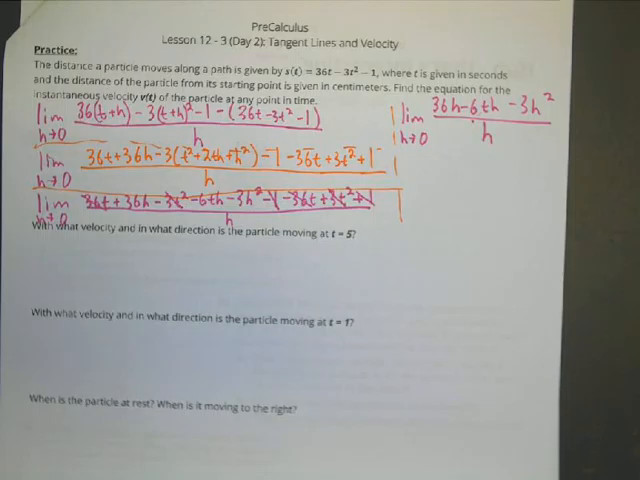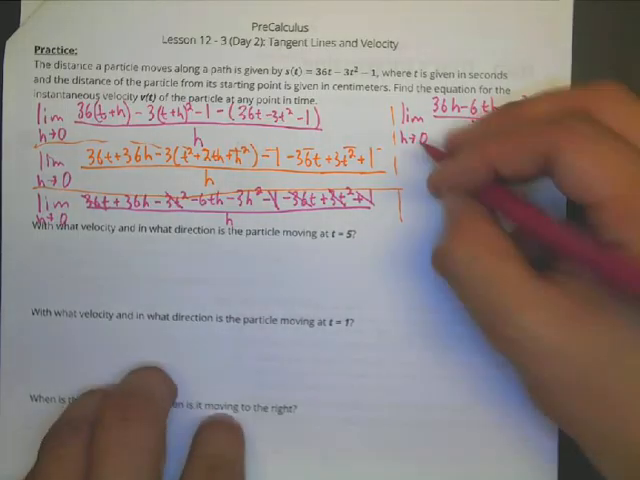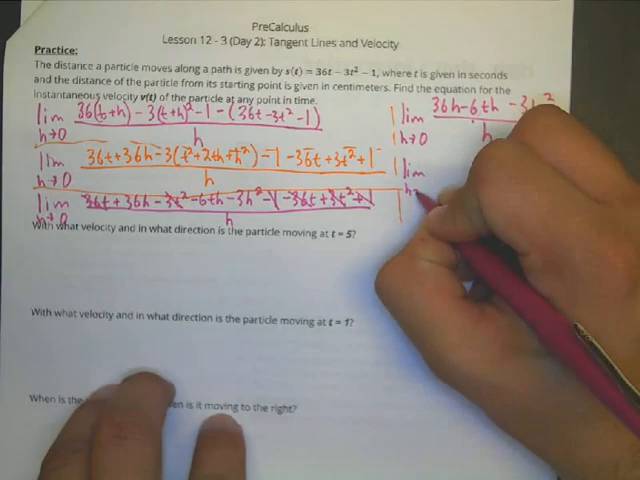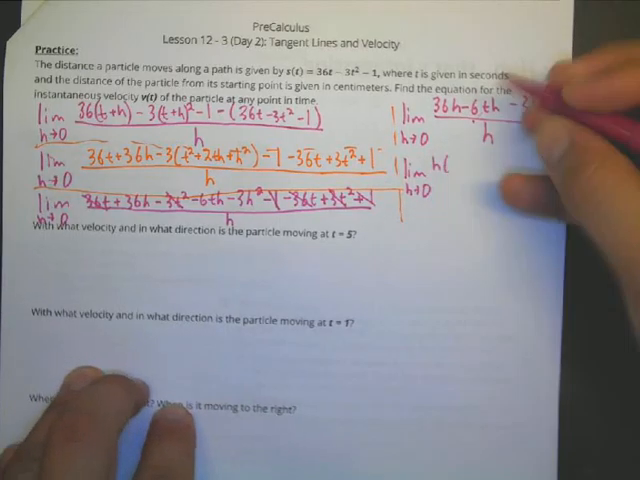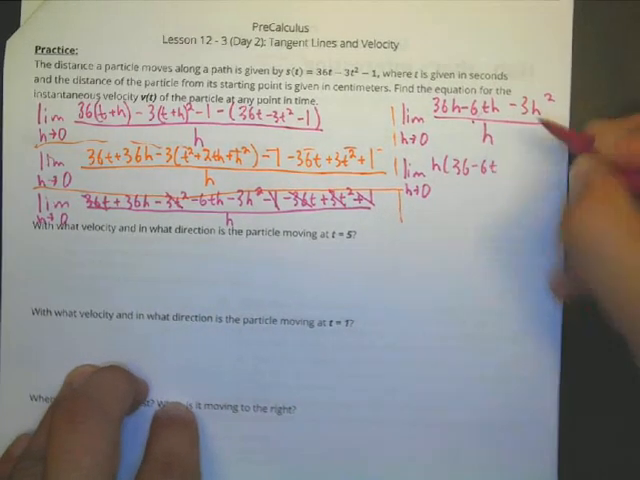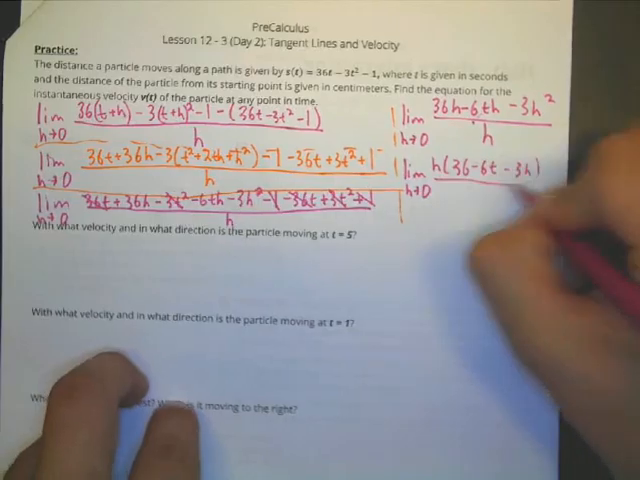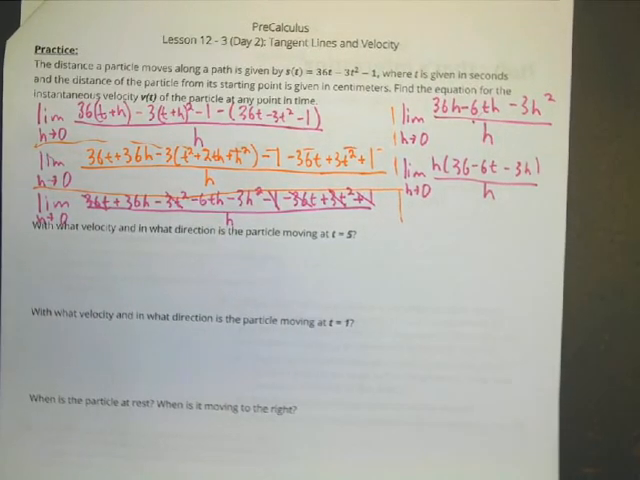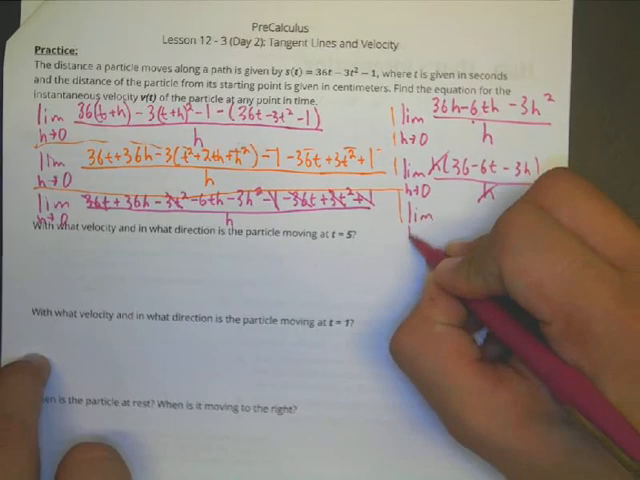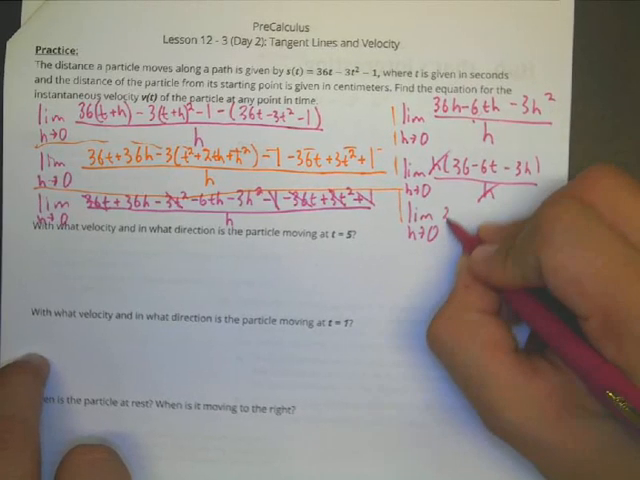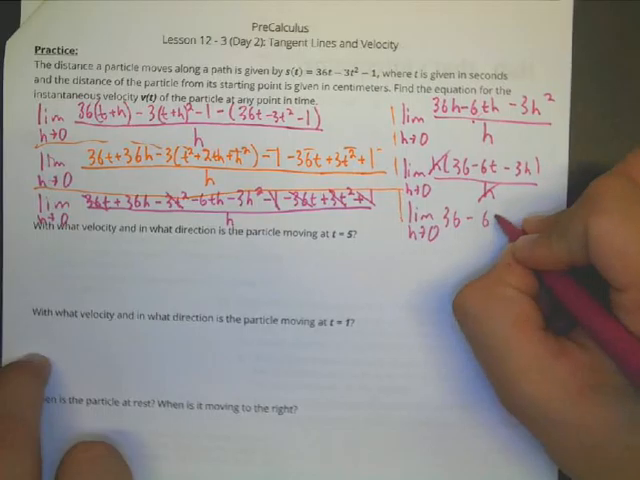Alright, next step. Good. Is anyone noticing a pattern here? Seems like we're doing the same thing over and over, right? So, 36 minus 3t. If you are noticing the pattern, that's great, because when you start to notice that pattern, that's when you start getting really good, right? Because then you could just do the same thing. It just becomes a routine. What happens? The h's cancel. We're left with the limit as h approaches 0 of 36 minus 6t minus 3h.